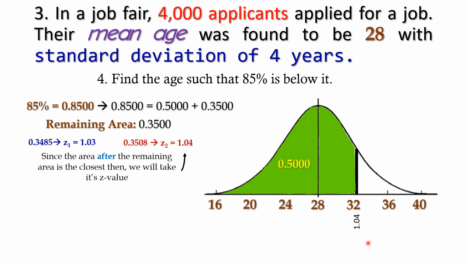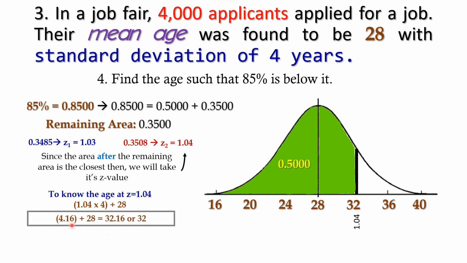And for us to know the age such that 85% is below it, we must do the following operation. So this is the formula. We have here 1.04 as the z-score times 4. So what is this 4? 4 is the standard deviation. So 1.04 times 4 is equal to 4.16, plus 28 as the mean. Then the age is equal to 32.16 or 32. Therefore, 32 is the age such that 85% is below it. Okay? Now, we're done answering the fourth question.